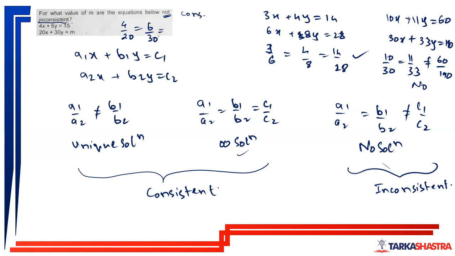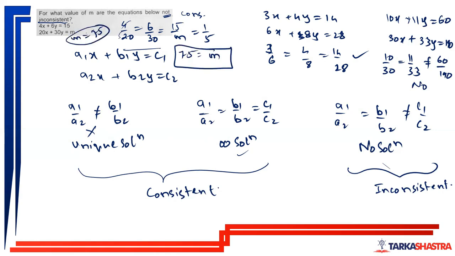So for it to be consistent, now this case is gone because a1 upon a2 is not equal to b1 upon b2 is not the case here. a1 upon a2 is equal to b1 upon b2. So here it should be 15 upon m. What is this? All of these should be equal to 1/5. So what is the value of m? 5 into 15, that is 75. So m is equal to 75. Okay?